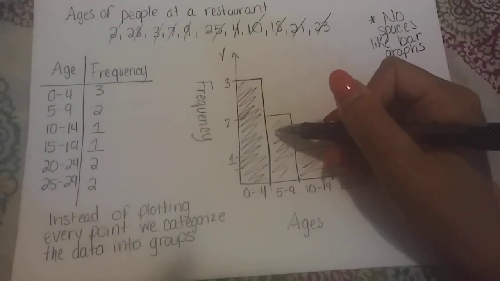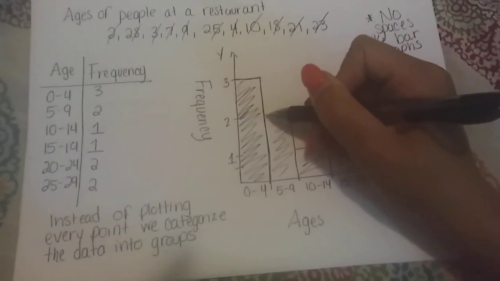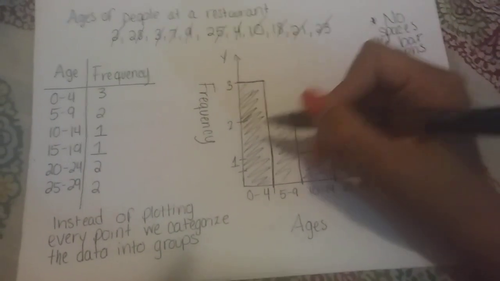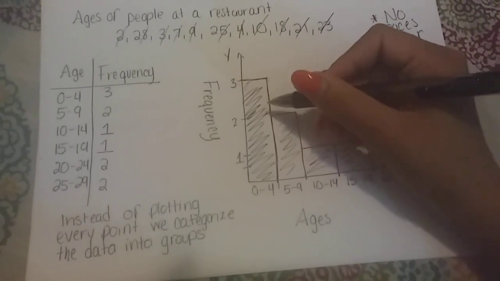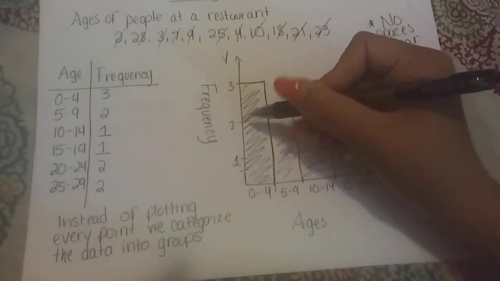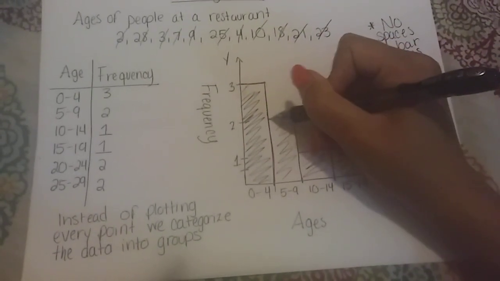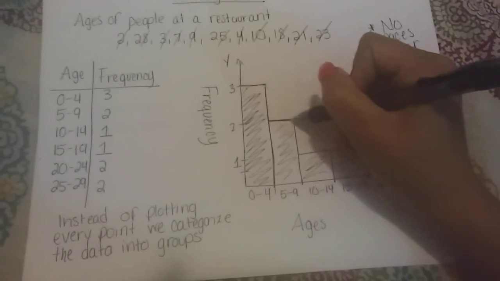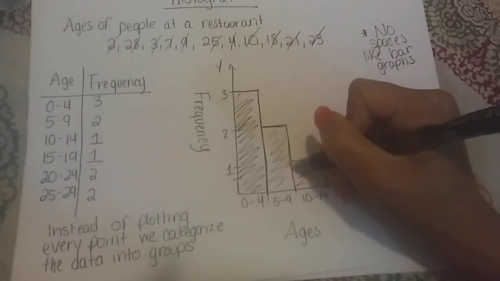When you go to the next group, it's 5 through 9. You're not going to leave any space between the prior group. So 5 through 9 is a frequency of 2. So all you're going to do is go to 2, connect it to the bar from before, and go all the way down.